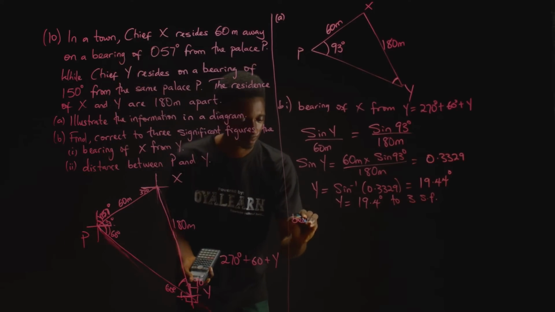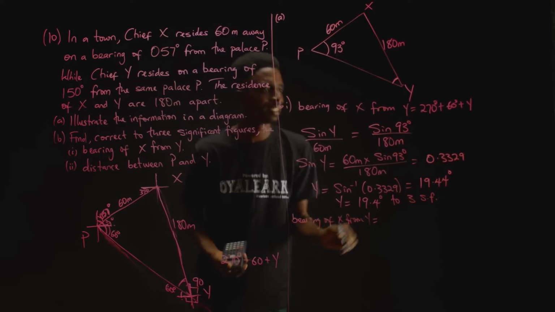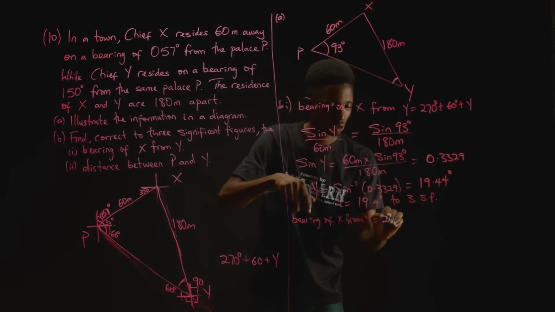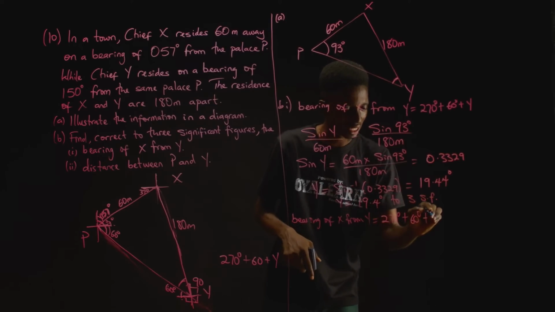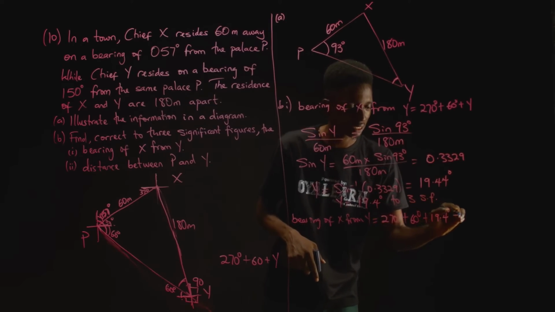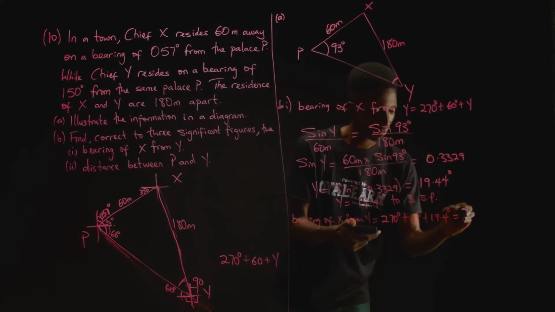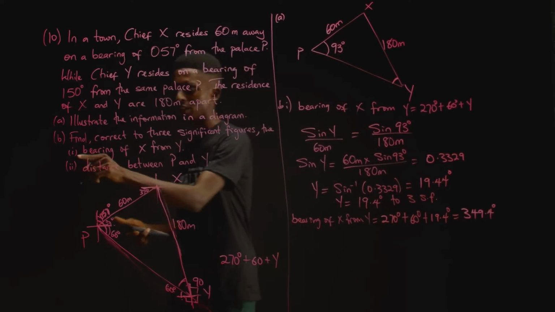Now, remember the question says bearing of X from Y. So the bearing of X from Y therefore becomes, from this equation that we have written before, which is 270 degrees plus 60 degrees plus Y now, which is 19.4 degrees. Now when we add all of this together, what do we have? 19.4 plus 60 plus 270. And that gives us 349.4 degrees. That solves the first part of B.